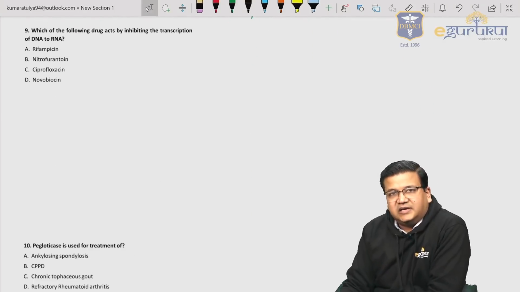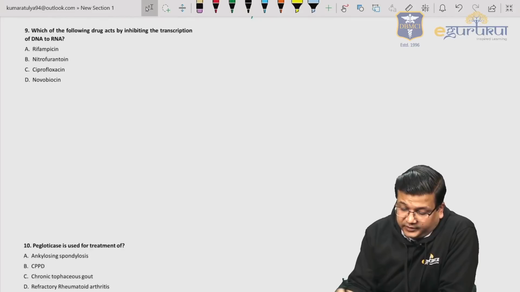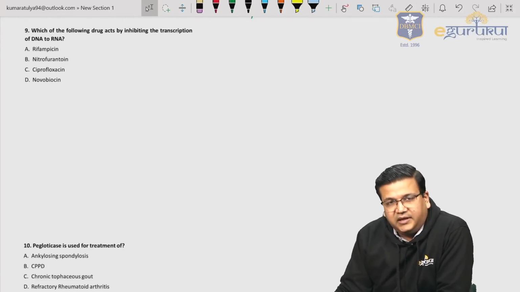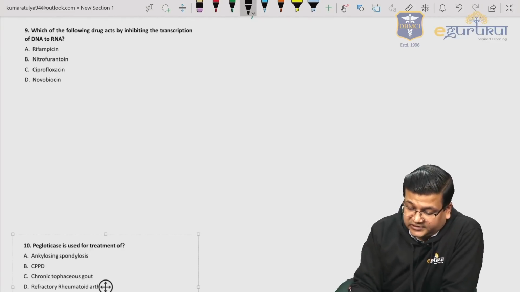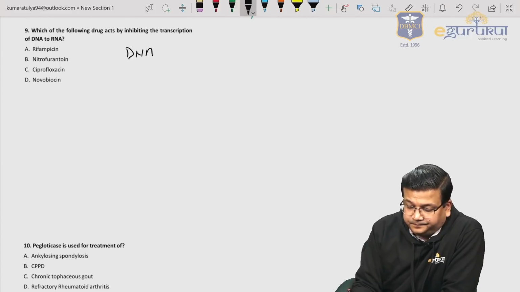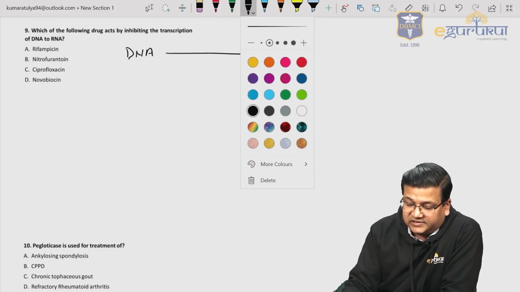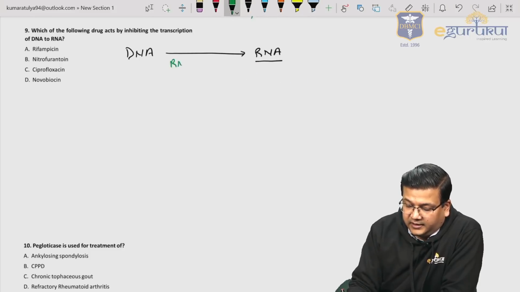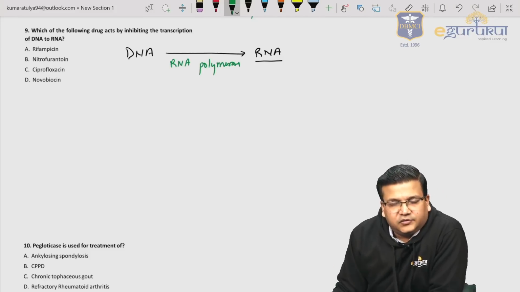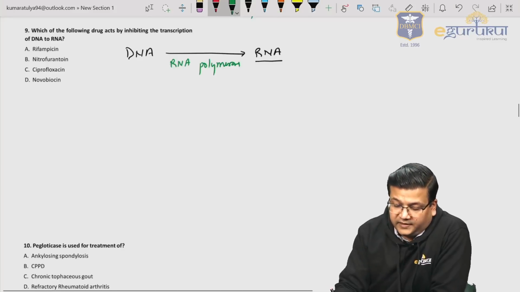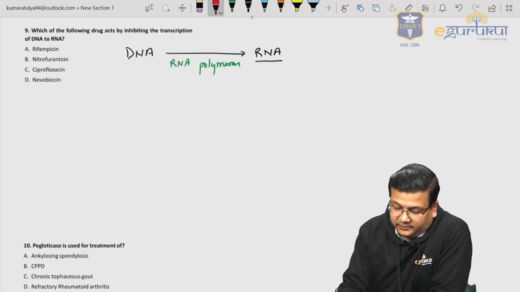Question number 9 is a straightforward question. Which of the following drugs act by inhibiting transcription of DNA to RNA? So if we understand the process, DNA has to give rise to an RNA. RNA has to be formed. Obviously the enzyme has to be RNA polymerase. RNA polymerase is the enzyme which will form RNA. Now, we are simply being asked which drug is an inhibitor of RNA polymerase.